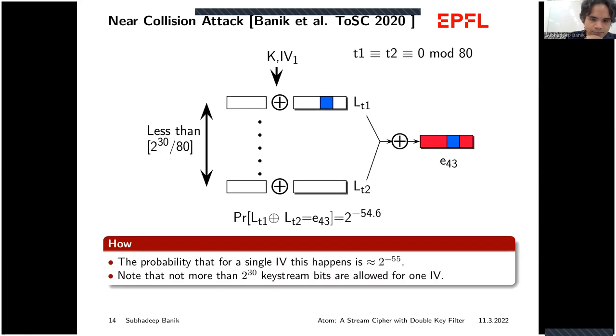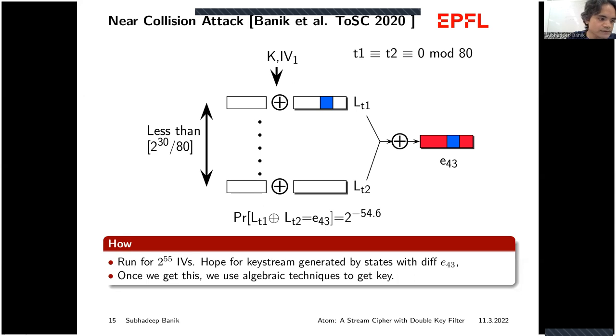So in the paper, the authors proved that given the keystream limitation imposed by the designers of Plantlet, the probability that this situation occurs, that we get two internal states that differ only by E43, is around 2 to the power minus 55. And so the attacker repeats the process for 2 to the power 55 different randomly generated IVs, after which he can expect to get keystream vectors generated by the state difference of E43 at least once. And once this happens, the attacker can again formulate a system of polynomial equations in the state and the secret key variables and solve them efficiently to get the key.